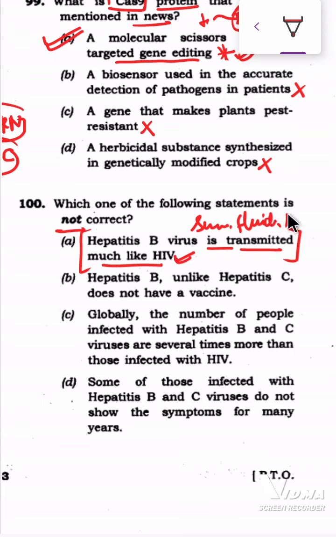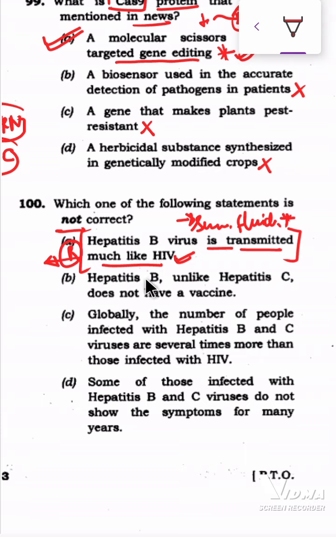through contact with the infected person, or like the way HIV is transmitted, like using syringes which have been infected by an HIV/AIDS person. So hepatitis B and HIV are both transmitted in a similar way. So this statement is right.